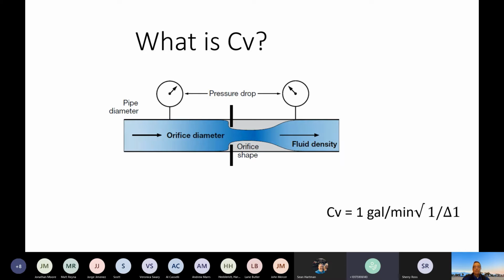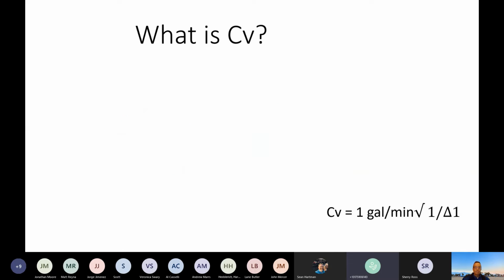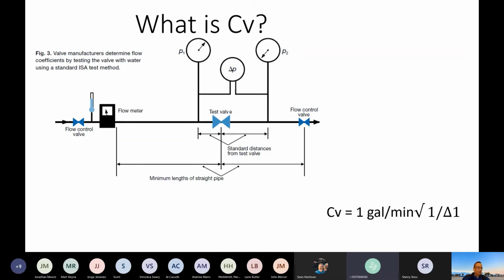And how it is measured, in its simplest form, is like this. It's a pressure drop across an orifice. In the real world, a valve would have different changes, different diameters, different directions of flow. And so how do they test that? There's a standardized test out there. Valve manufacturers test the valve to determine the flow coefficient, and that's what they publish in their catalogs.